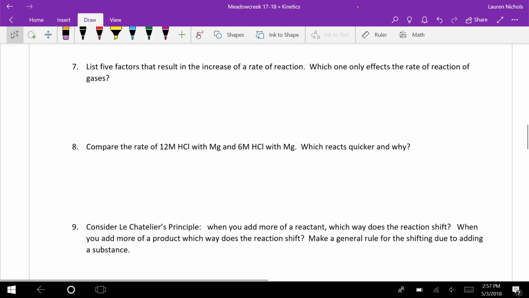Okay, so let's look at number 7. List 5 factors that result in the increase of the rate of reaction. Which one only affects the rate of reaction of gases? So this came from the video that a lot of us watched.